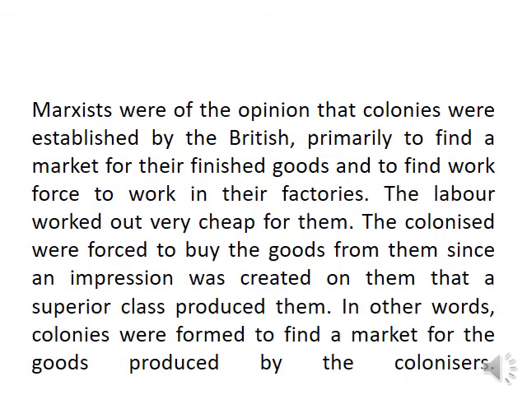Marxists were of the opinion that colonies were established by the British primarily to find a market for their finished goods and to find a workforce for their factories. The labor worked out very cheap for them. The colonized were forced to buy the goods from them, since an impression was created that a superior class produced them. In other words, colonies were formed to find a market for the goods. I have already discussed these things in my previous lecture on imperialism in South Asia.